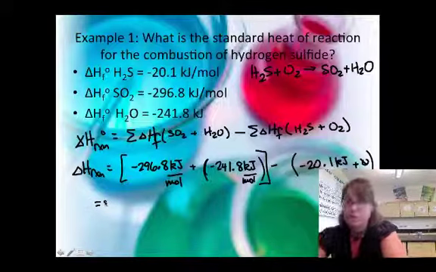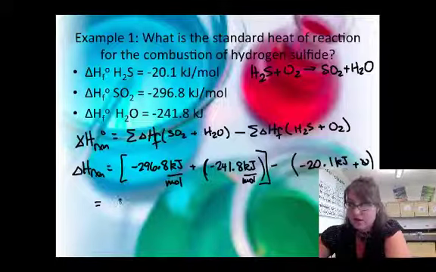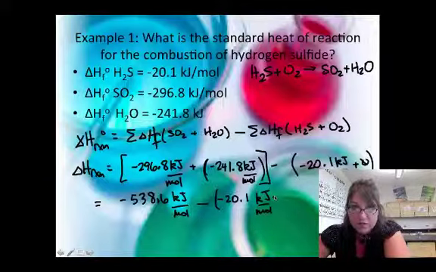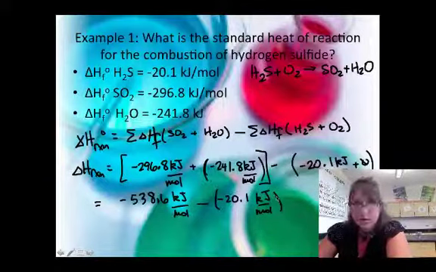Here's my calculator. So let's see, negative 296.8 plus a negative 241.8. So my products have a sum of negative 538.6 kilojoules per mole. And then the sum of my reactants is pretty simple, right? Negative 20.1 kilojoules per mole. So be careful with your signs here. We're subtracting a negative.